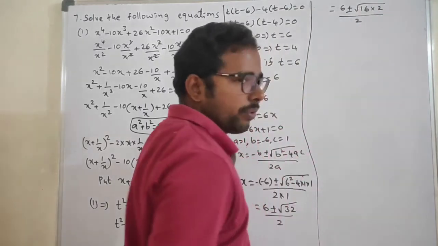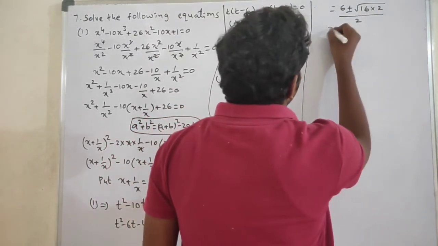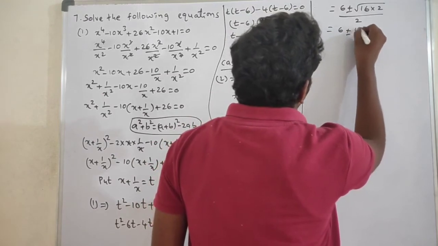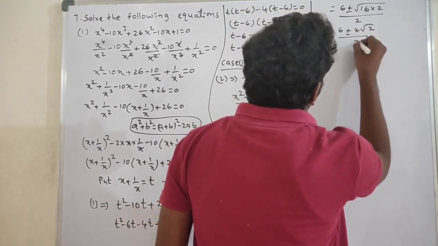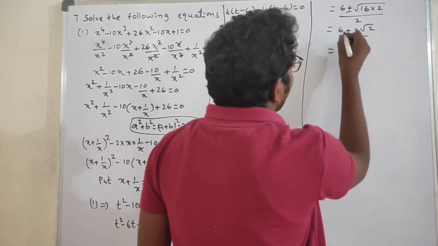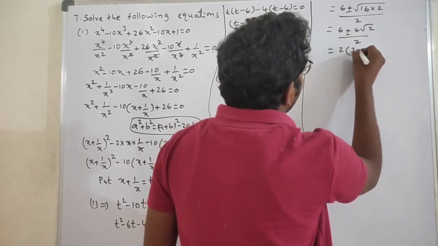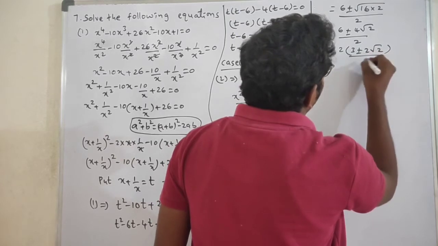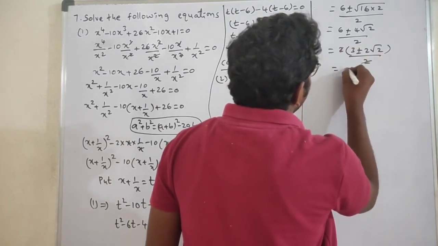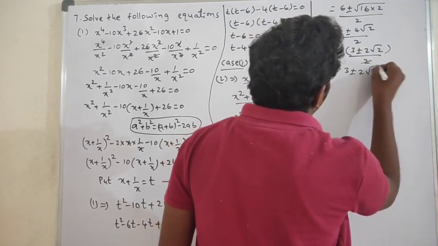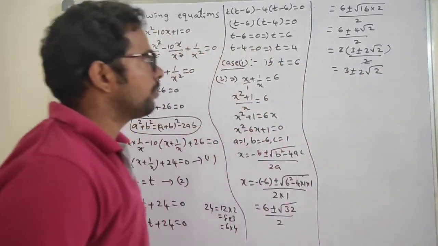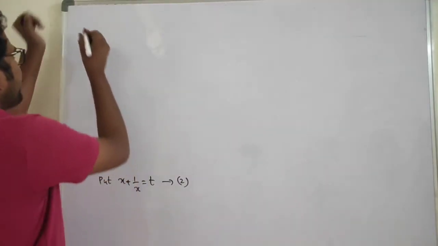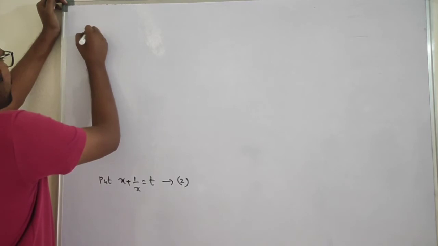So root 16 is 4, so we get 6 plus or minus 4 root 2 by 2. Take out common 2, remaining is 3 plus or minus 2 root 2 by 2. The 2s cancel, so x is 3 plus or minus 2 root 2. That is case 1. Now case 2, if t is equal to 4.